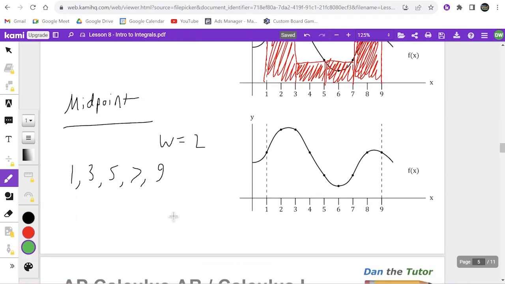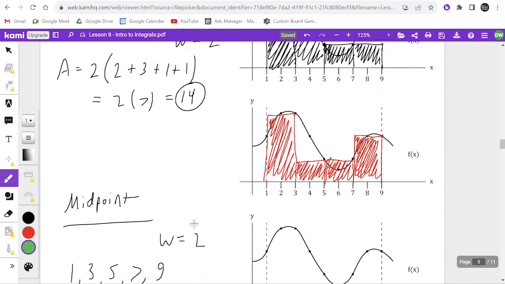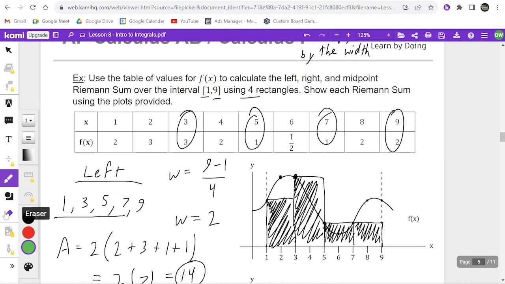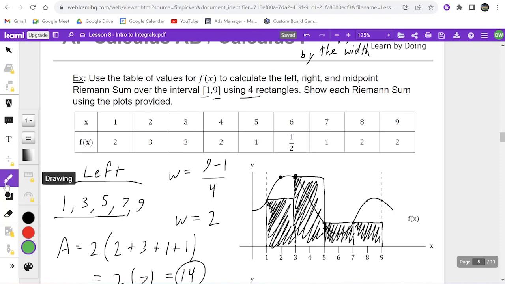What's different is for the midpoint, I go in between. Let me explain. What's in between 1 and 3? Obviously, it's 2. Between 3 and 5 is 4. Between 5 and 7 is 6. And between 7 and 9 is 8. There are my 4 numbers that I'm going to use for the midpoint. And conveniently enough, if you look back at your chart, you're going to see that I have 2, 4, 6, and 8 all here.